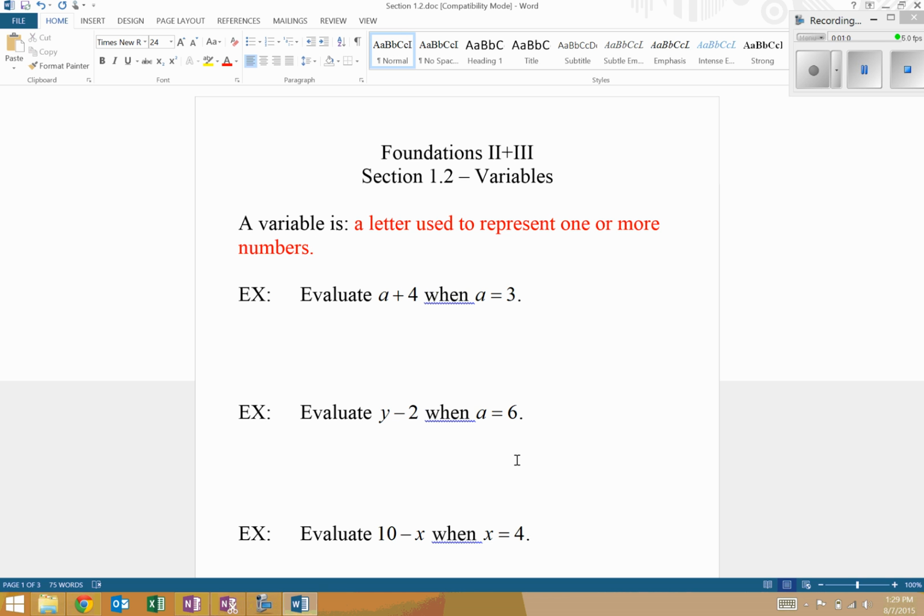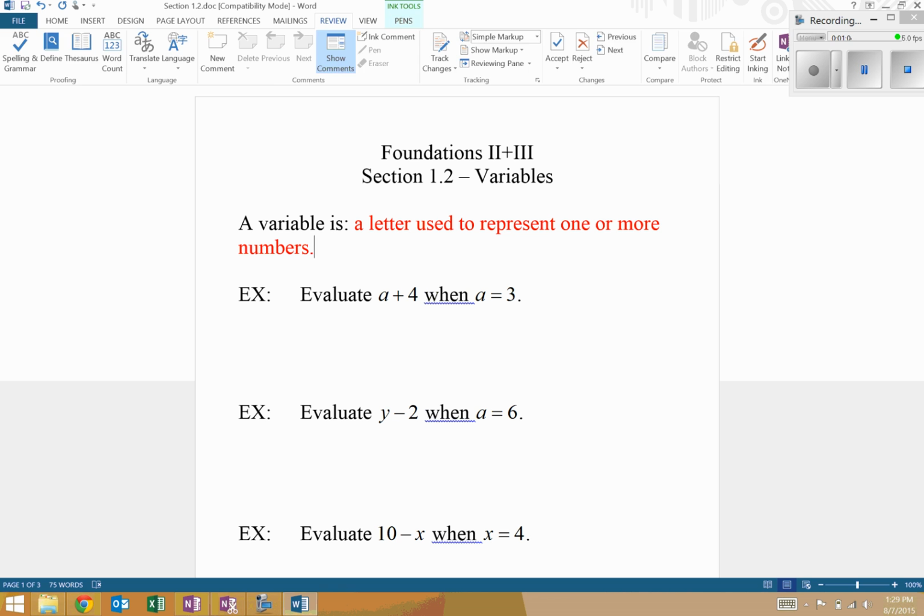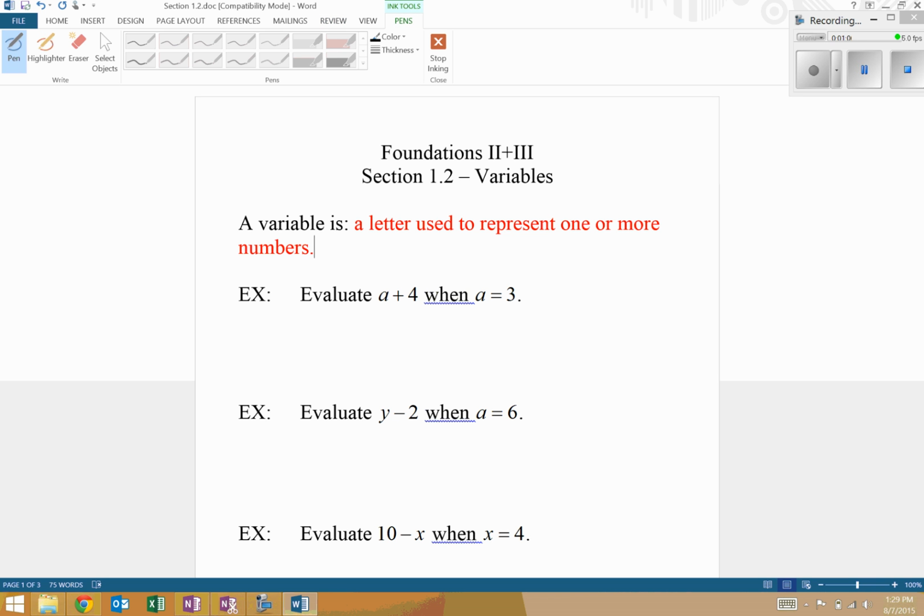So, for example, when you have a plus 4, when a equals 3, for our first example here, all you do is replace the variable with whatever it's telling you to replace and go ahead and solve. This is called a variable expression. That is basically just any type of math problem with a variable in it. So we'll go ahead and plug in 3 for a. Whenever I plug something in for a variable, I like to put that in parentheses because I know, okay, I've just made that switch. Now I can solve. My answer is 7.